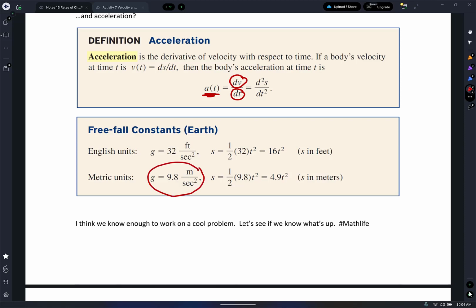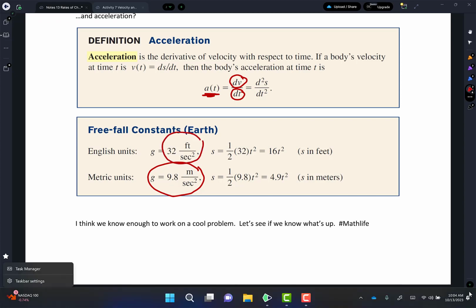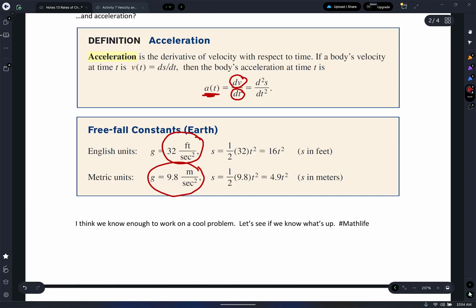9.8 meters per second squared is the acceleration in metric. The acceleration in English is 32 feet per second squared. It's the same. It's just different units. Cool or not cool?